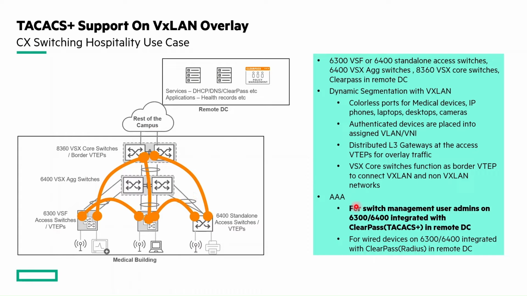So our interest today is AAA. For the switch management, the 6300 VSF access switches or the 6400 standalone access switches are integrated with ClearPass TACACS Plus in the remote DC. So this is achievable using the VXLAN fabric overlay. It can be either IPv4 or IPv6. And for the wired devices such as medical equipment connected to the access switches, the 6300 and the 6400 switches are integrated with ClearPass Radius servers in the remote DC. So this is how the hospitality use case can be secured using TACACS over VXLAN and Radius over VXLAN.